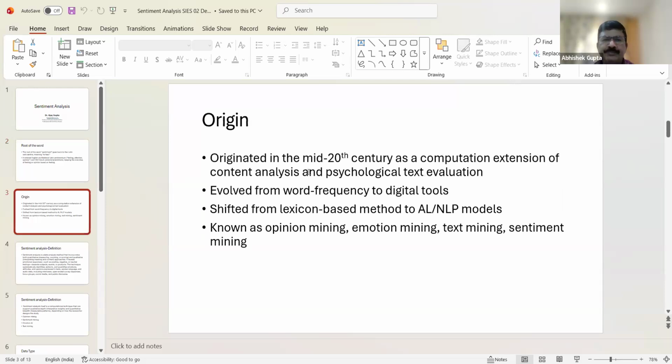It actually came in the mid-20th century, as an extension of content analysis. In content analysis, what do we do in qualitative research and also quantitative research? Many of you might be aware that content analysis is performed using qualitative data and quantitative data. Similarly, sentiment analysis is also performed using unstructured data, which is usually qualitative data.